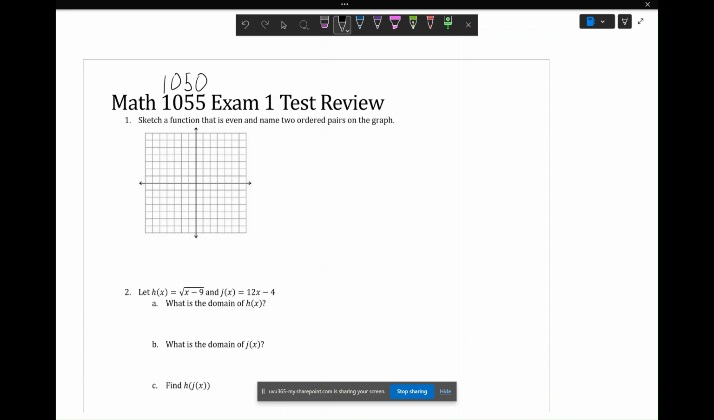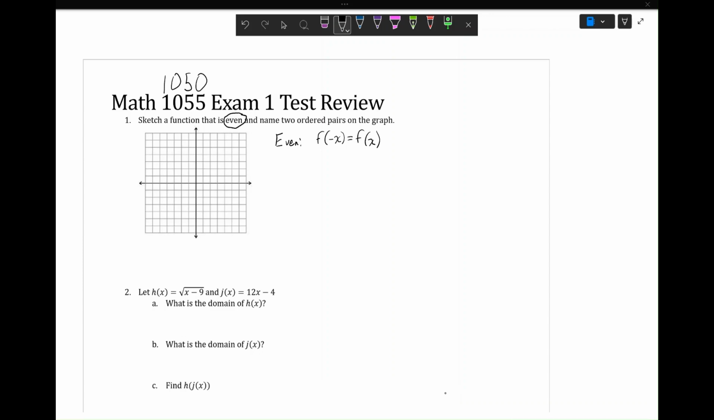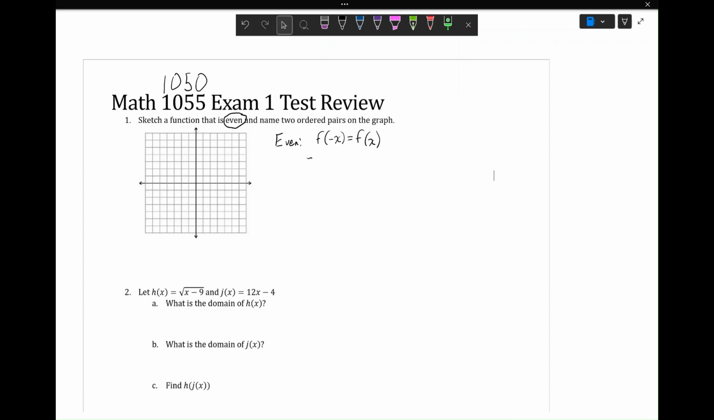So in this first question we're asked to sketch a function that is even and name two ordered pairs on the graph. So first off, what does it mean for a function to be even? You may remember there are two definitions that we use. The more technical one is f of negative x equals f of x. What does that mean? That's another way of saying that it doesn't matter if the input is positive or negative, the answer is the same. Another way that we state this is that we say it has symmetry about the y-axis.